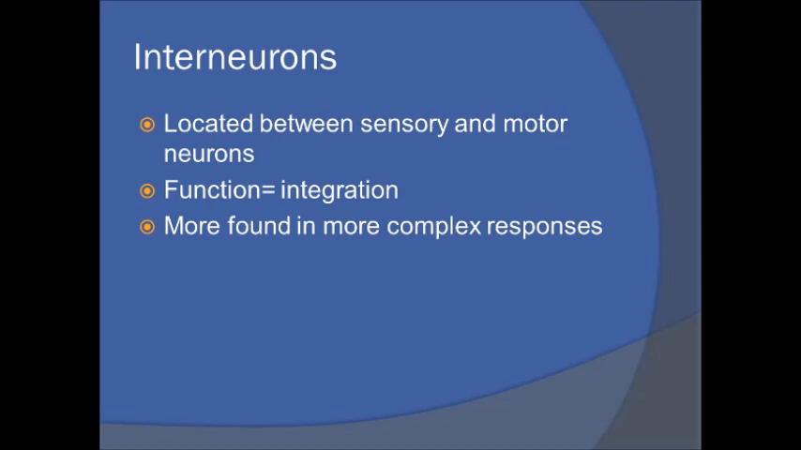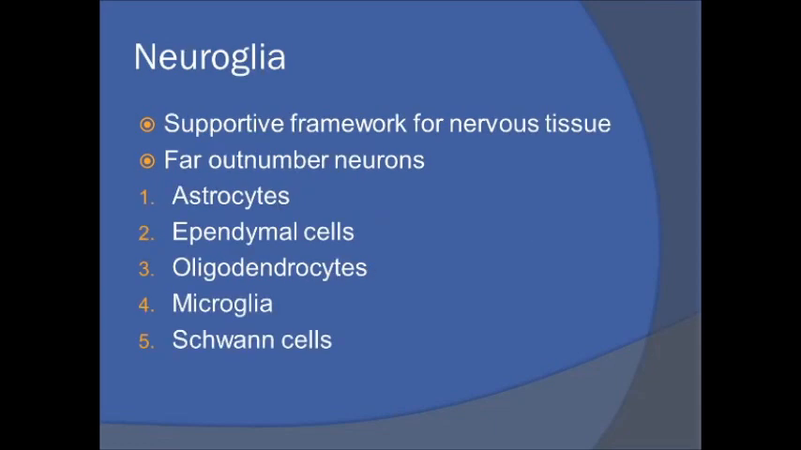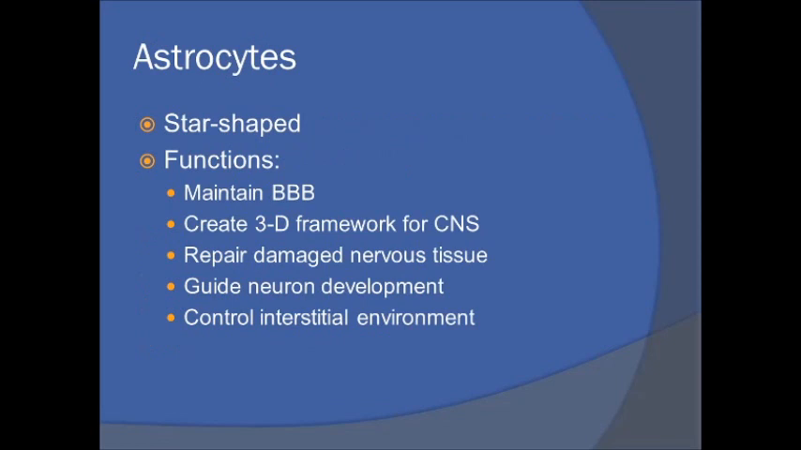Interneurons facilitate integration between the sensory and motor neurons, and these are found more in more complex responses. Neuroglia are the supportive framework for nervous tissue, so these are helper cells, and these are way more common than neurons. They actually far outnumber them. Our main types are astrocytes, ependymal cells, oligodendrocytes, microglia, and Schwann cells. And of these five, the first four are found in the central nervous system, and the Schwann cells are found in the peripheral nervous system.